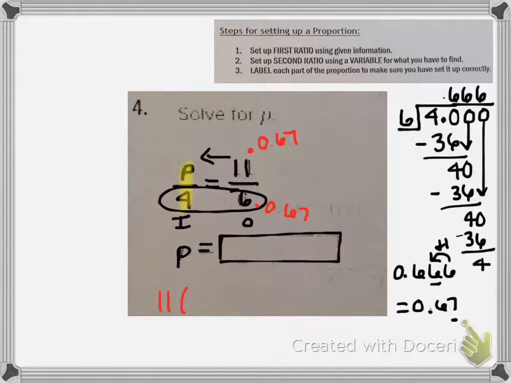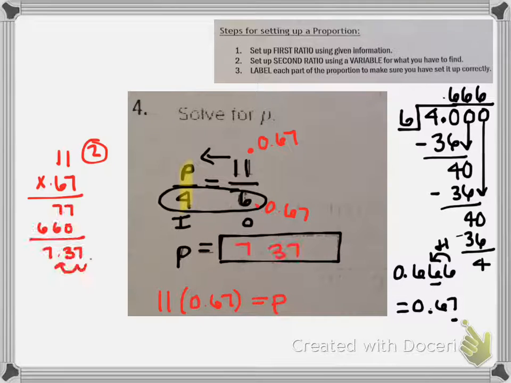11 times 0.67 gives me P. So I come over here and I multiply 11 times 0.67. I have 2 numbers to the right of the decimal. Please solve this, and when you found P, press play. 11 times 0.67, or 67 hundredths, is 7 and 37 hundredths.